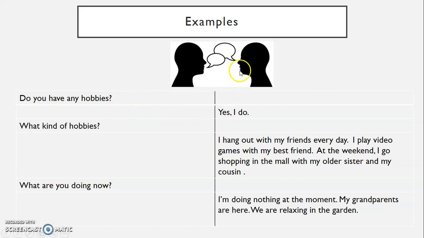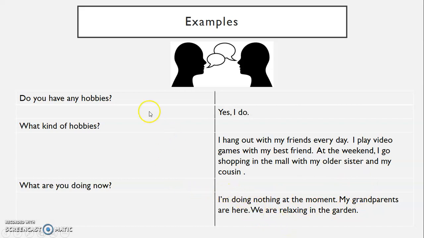We have examples here. It's a conversation between two people. Do you have any hobbies? Yes, I do. What kind of hobbies? I hang out with my friends every day. I play video games with my best friend. At the weekend, I go shopping in the mall with my older sister and my cousin. What are you doing now? I'm doing nothing at the moment. My grandparents are here. We're relaxing in the garden.